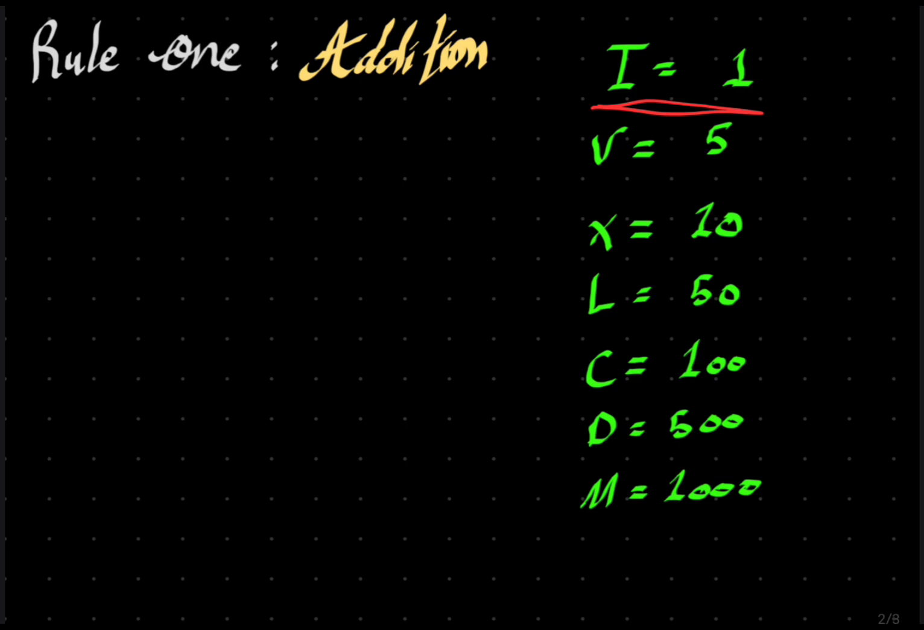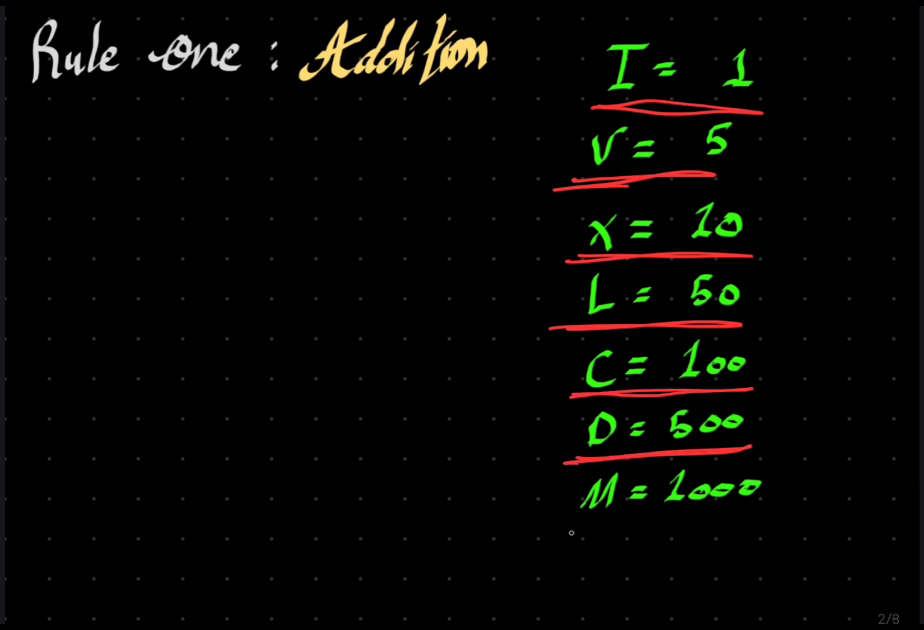I equals 1, V equals 5, X equals 10, L equals 50, C equals 100, D equals 500, M equals 1000.